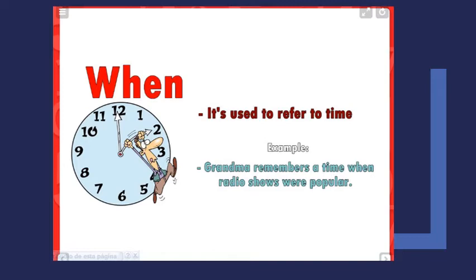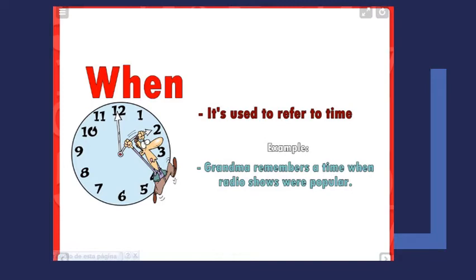When do we use when? Well, the word when is used to refer to the time. You say at 1 o'clock, or maybe you say the days, right? So you say on Monday, on Tuesday, or dates, okay? So we have an example here. Grandma remembers a time when radio shows were popular. When radio shows were popular.